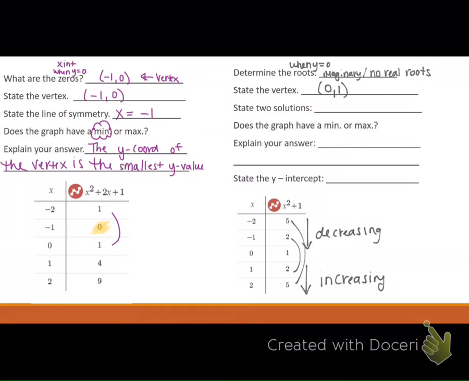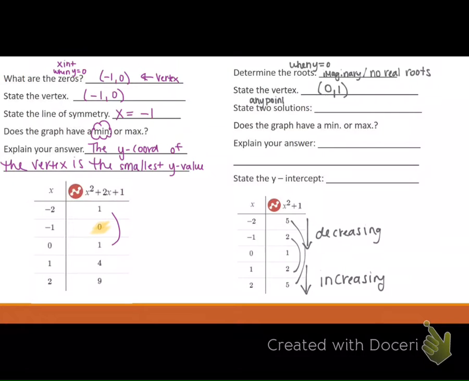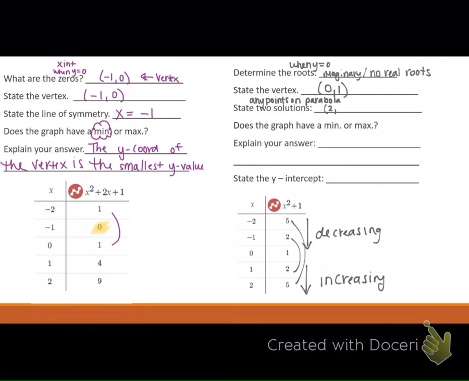State two solutions. So two solutions are any points on the parabola. Go ahead. 2, 5, and negative 2, 5. Yes, 2, 5 and negative 2, 5.